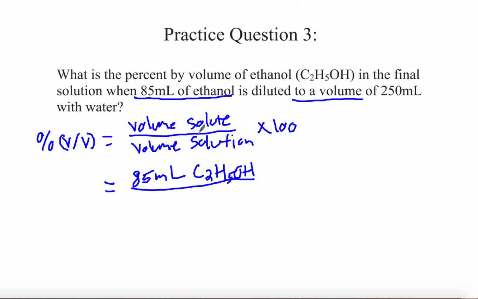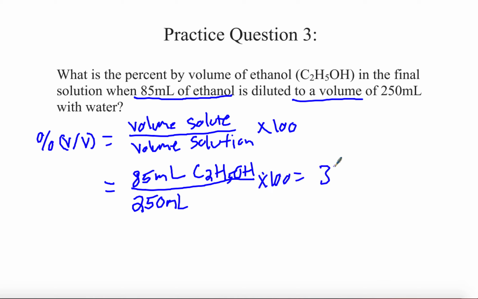Now, if it said with a volume of 250 milliliters, then we know that we're adding on to the original amount of ethanol. But because we're saying to a volume, that means the final is going to be 250 milliliters. So we want to look for context clues like that to tell you exactly what the final volume is going to be. It's very subtle sometimes, so you want to look for things like to or with or added to, to give you an idea of what the final volume is going to be. Here, because we know it's going to be to a volume of 250 milliliters, that tells me that's going to be the final volume. So we just have 85 divided by 250 milliliters times 100.